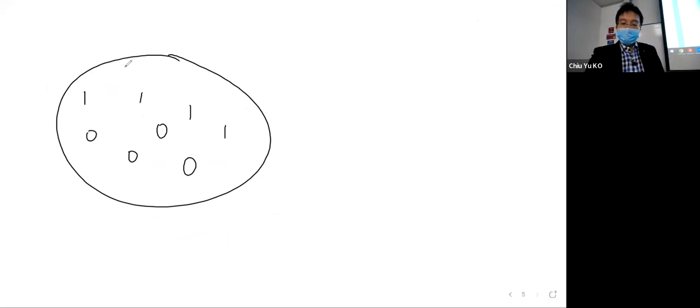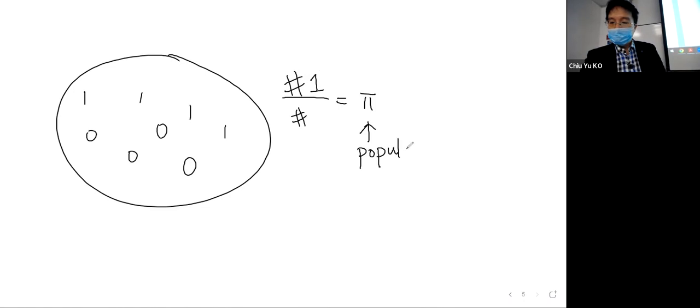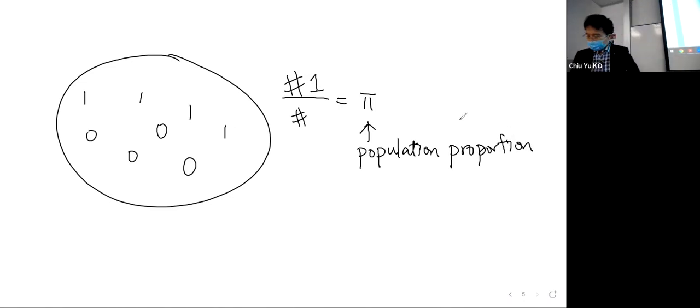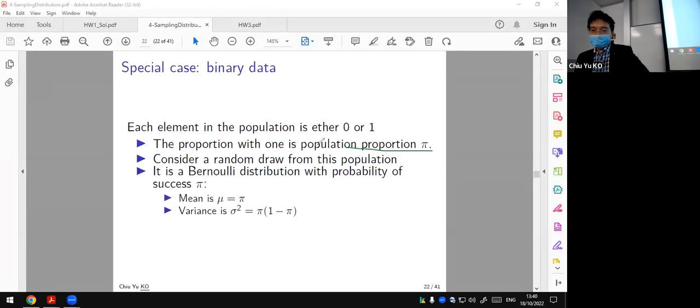And the proportion of people with 1 over the total number of people is called pi. That is what we call the population proportion. It's just the total number of people who are 1 divided by the total number of people in the population. So that is what we mean by pi: the proportion of the people who got 1.